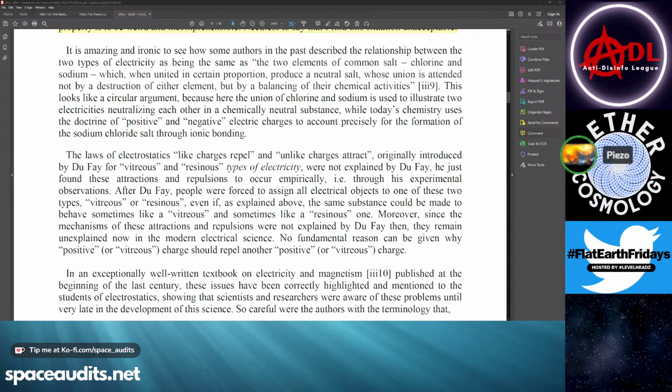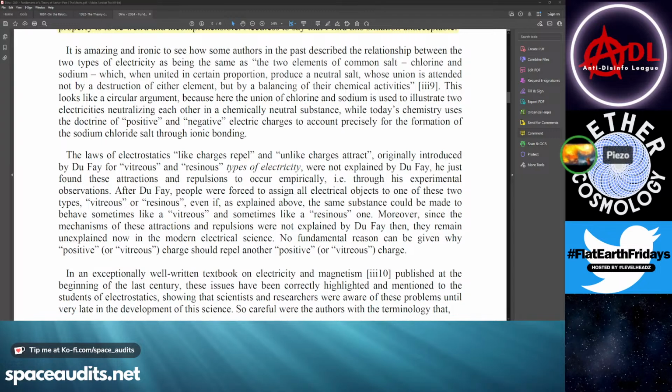This looks like a circular argument, because here the union of chlorine and sodium is used to illustrate two electricities neutralizing each other in a chemically neutral substance, while today's chemistry uses the doctrine of positive and negative electric charges to account precisely for the formation of the sodium chloride salt through ionic bonding.